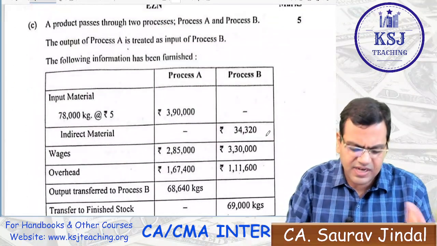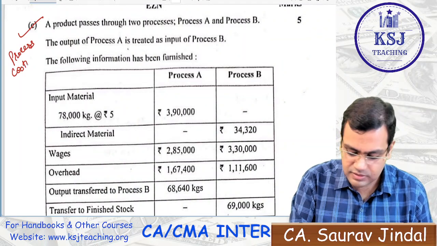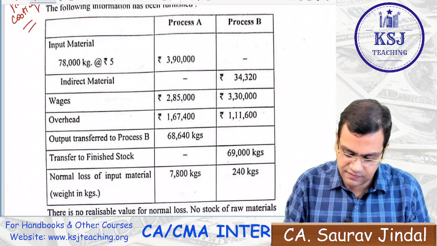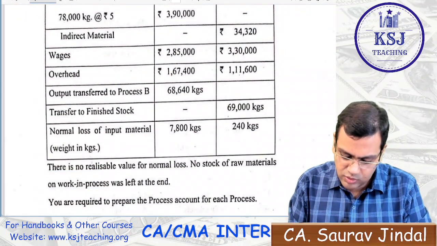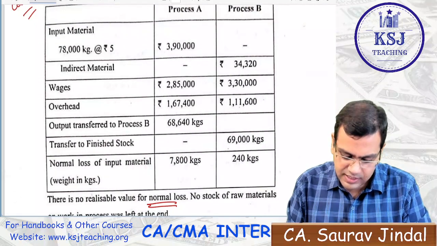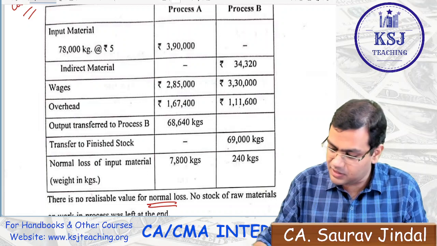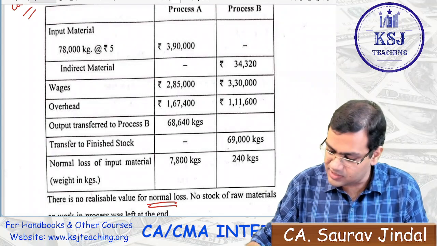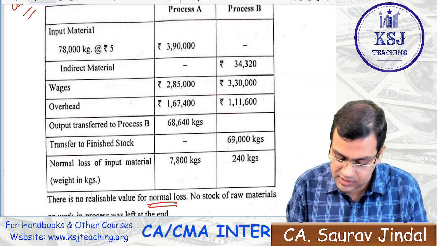Process costing, very simple question. Process costing was a straightforward question, right? Nothing as such difficult. Normal loss is there, no realizable value for the normal loss, and there might be some abnormal loss or abnormal gain also. There might be, sir, 78,000 minus 7,800. Yes, there was an abnormal loss in this case.